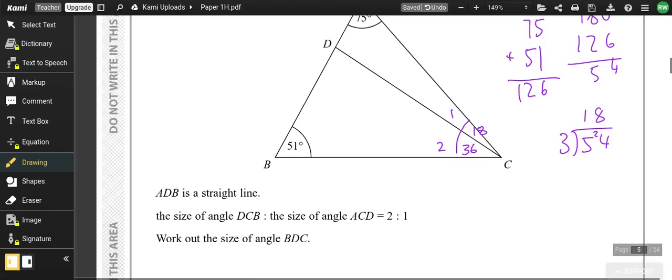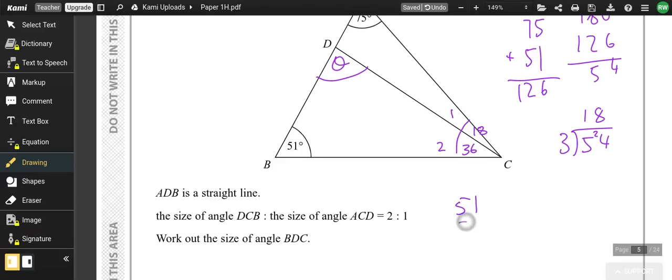Work out the size of angle BDC. So we actually want this angle in here. So 51 plus 36 is 87. 180 minus 87 is 93.